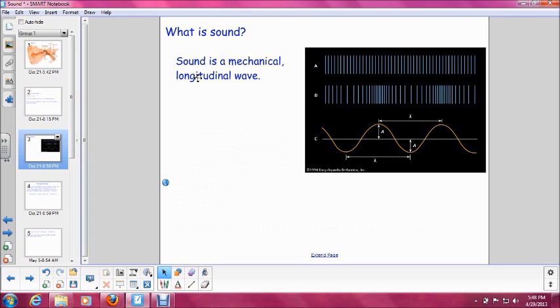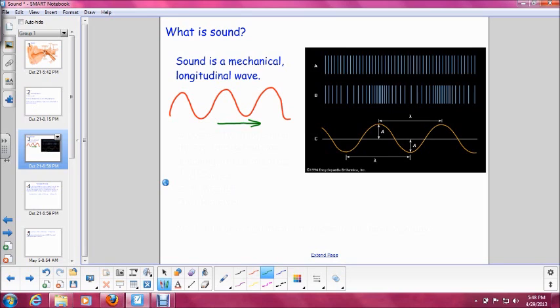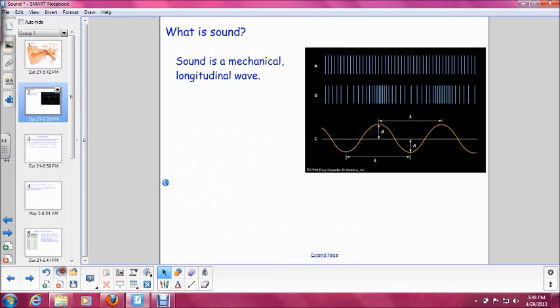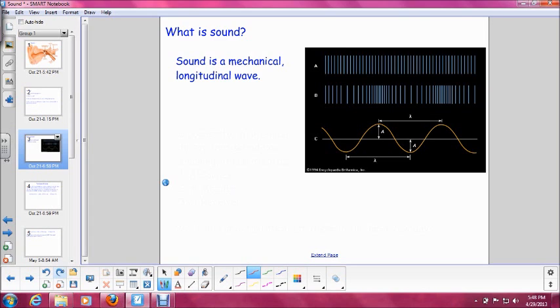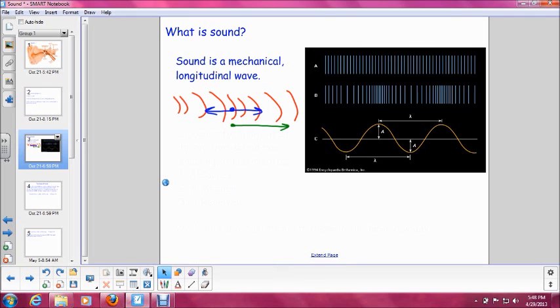And it's a longitudinal wave. So remember, we have 2 different kinds of waves. We have a transverse wave that looks like this, where the wave energy goes one way, and the particles in the wave go perpendicular to that. Sound is not one of these. Sound is a longitudinal wave. So that's going to look something like this. And remember, a longitudinal wave is where the energy in the wave moves one way and the particles in the medium move parallel to that. So they wiggle back and forth parallel to the transfer of energy.